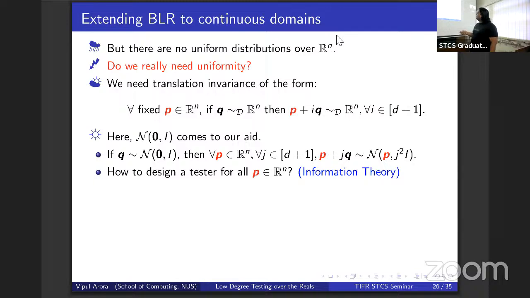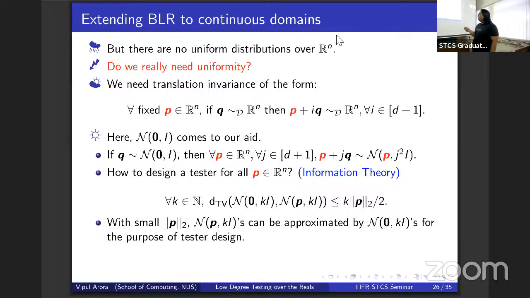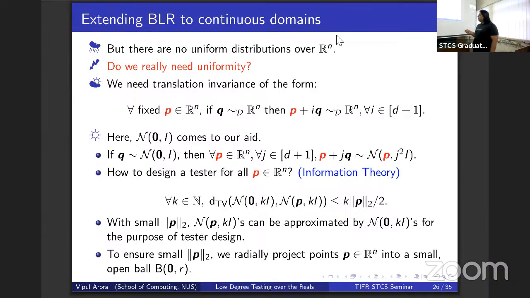This is where an information theoretic argument helps us. So the argument is, for all scaling k, the total variation distance between N(P, kI) and N(0, kI) is at most the L2 norm of P times k by 2. Okay. So P over here was fixed. If I can ensure that the L2 norm of P is small, N(P, kI) over here can be approximated by N(0, kI) in the design of the test. See, and this is the radius now. So to ensure small L2 norm of P, you really project the points P from R^n to a small ball.